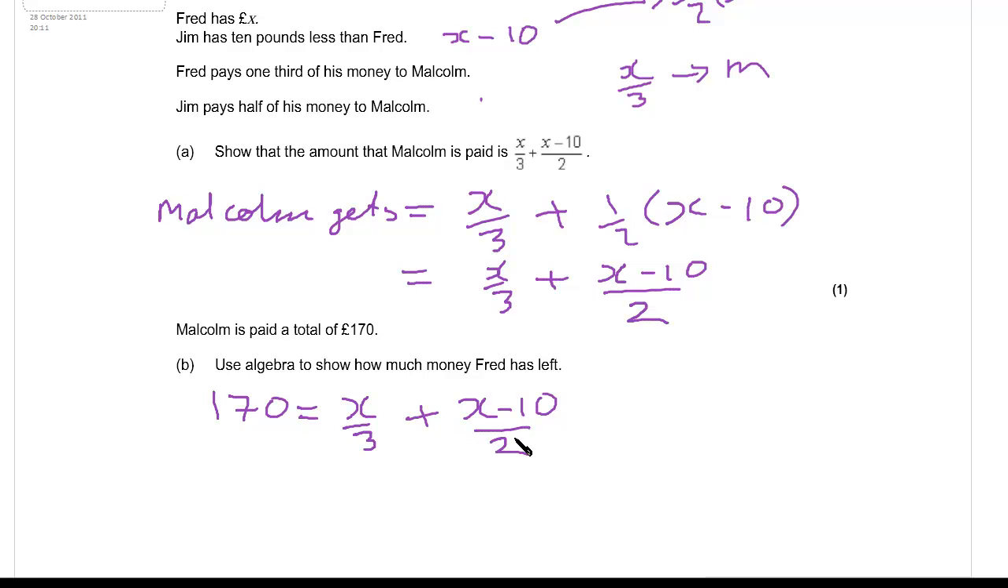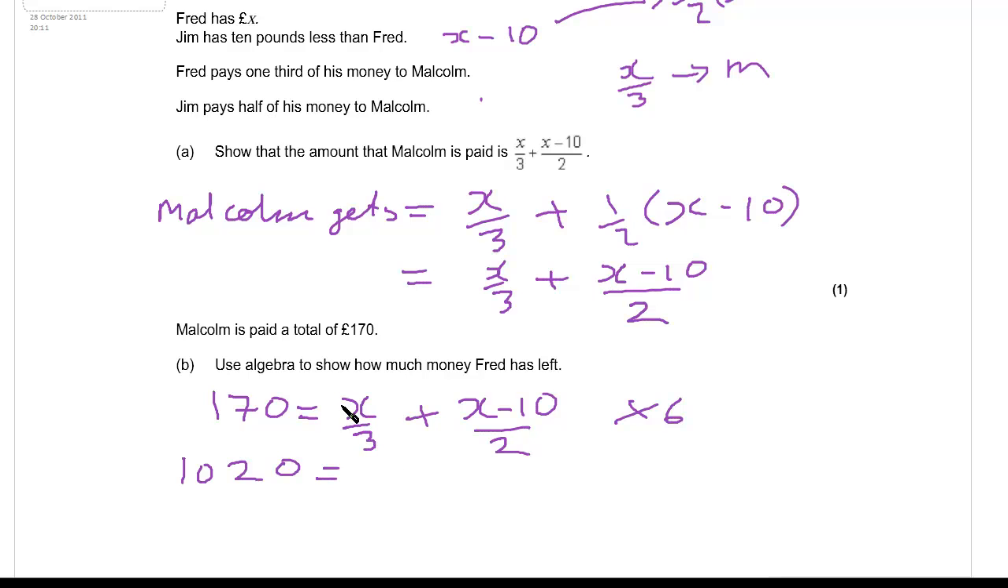Well, the best thing to do is to times by a number which will get rid of the 3 and the 2. Now we could times by 3, but that wouldn't get rid of the 2 here on the bottom. If we times by 2, that wouldn't get rid of the 3. So how about we times by 3 and 2, which is the same as times by 6. So times this side by 6, you're going to get 1020 equals 6 times this.